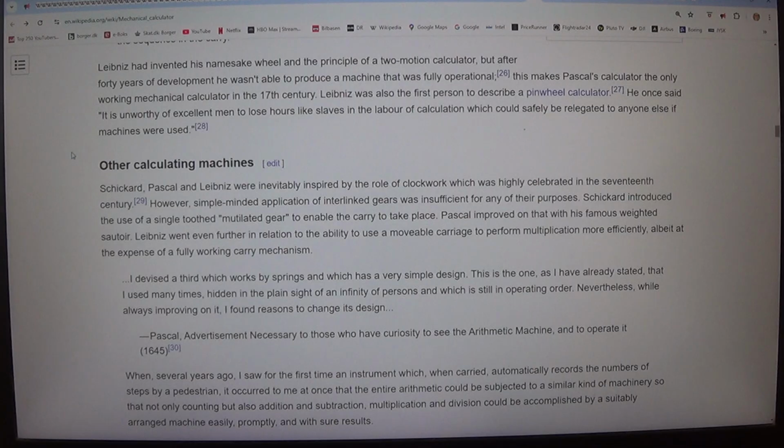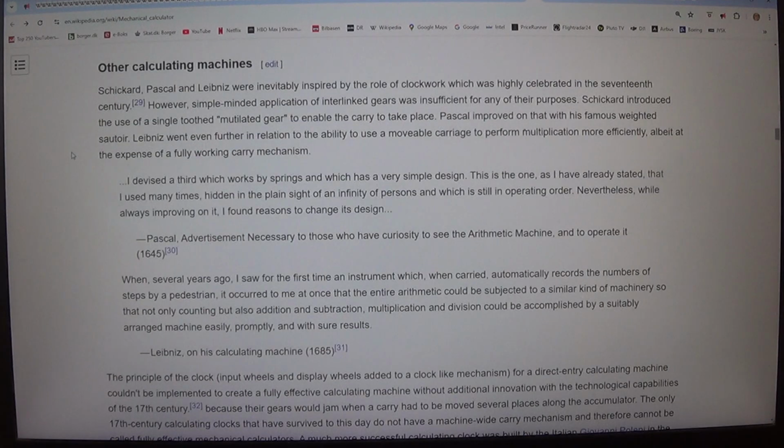Other calculating machines: Schickard, Pascal and Leibniz were inevitably inspired by the role of clockwork, which was highly celebrated in the 17th century. However, simple-minded application of interlinked gears was insufficient for any of their purposes. Schickard introduced the use of a single-toothed mutilated gear to enable the carry to take place. Pascal improved on that with his famous weighted sorter.